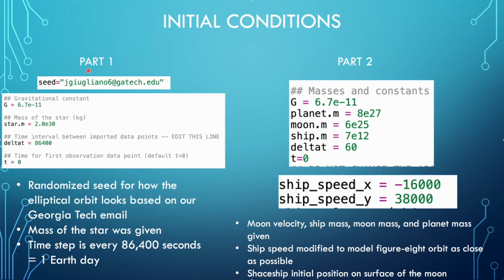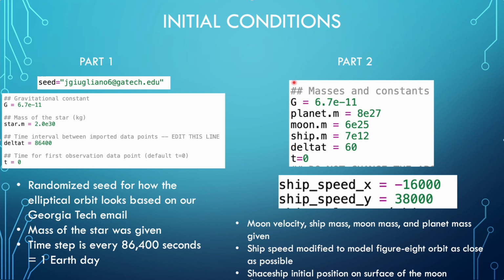For our initial conditions, we have the email here, which was our seed for the elliptical orbit. We have the gravitational constant, the mass of the star, and our delta t, which is the time step, which is every 86,400 seconds, which is 1 Earth day. And then we have our masses and constants here.